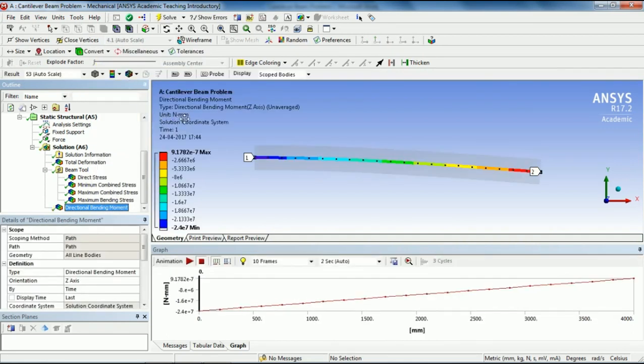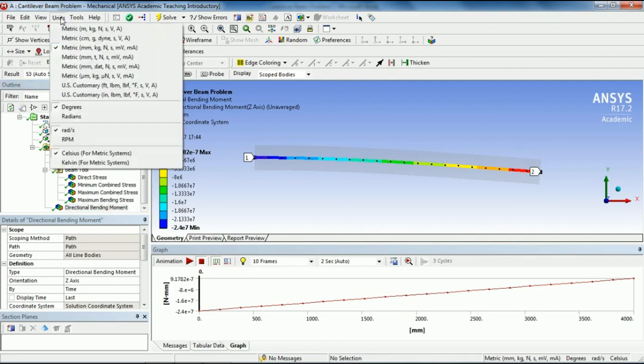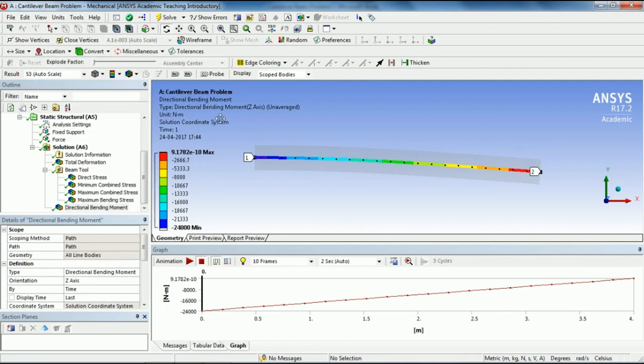Now since my units is in millimeter, go to units and select metric. So you see the bending moment is minus 24,000. Since the bending moment is force multiplied by the perpendicular distance, our force is 6 kilonewton and the length of the beam is 4 meters, so that gives us the bending moment of 24,000 in z direction. So this is the cantilever beam problem solved in ANSYS Workbench.